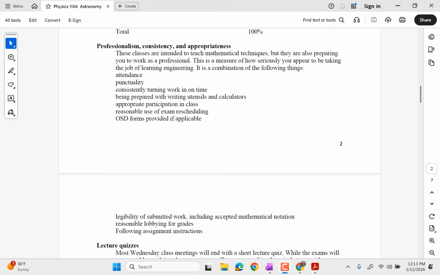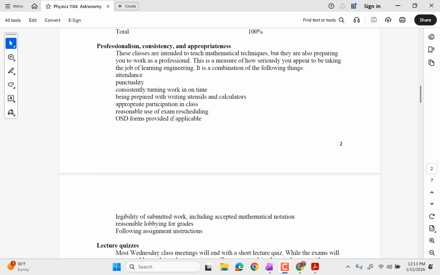But other than that, I don't have much to say about it. If you're not sure where that line is, I'd be happy to talk to you about it outside of class. A reasonable use of exam rescheduling: again, I'm flexible on rescheduling exams, but there are always students who want to reschedule every exam, and I don't think that's appropriate.